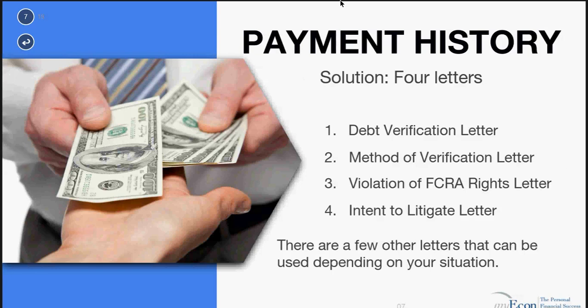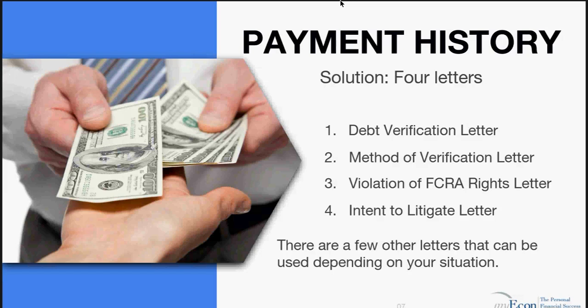Number 1, payment history. The solution boils down to 4 letters, often called the 609 letters. These letters address a consumer's right under Section 609 of the Fair Credit Reporting Act. Everything has to go through the Fair Credit Reporting Act. Section 609 states that credit reporting agencies are required to only report verifiable information and provide the consumer with proof of verification if requested. That's very important for you to understand. These entities have to provide proof of verification if it is requested.